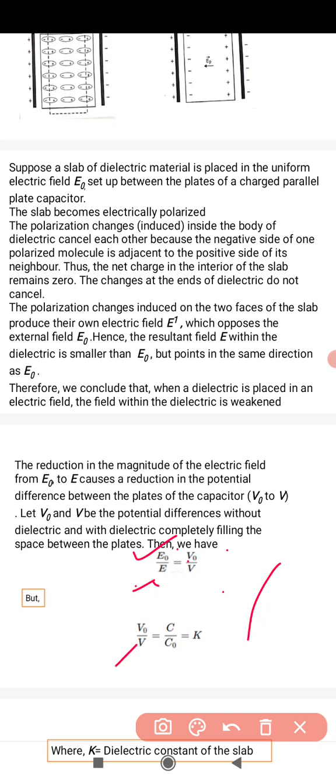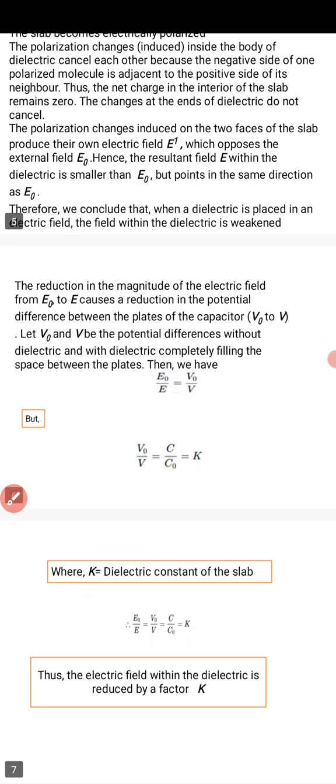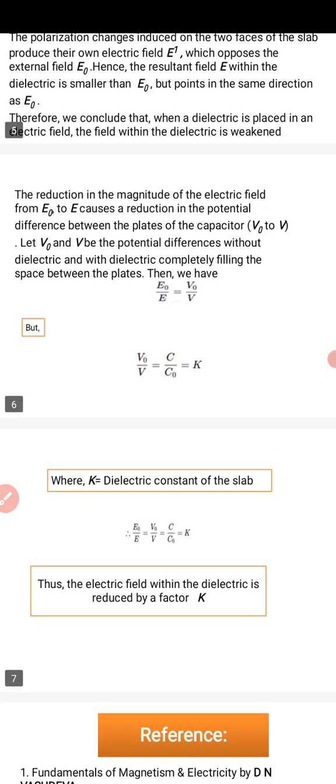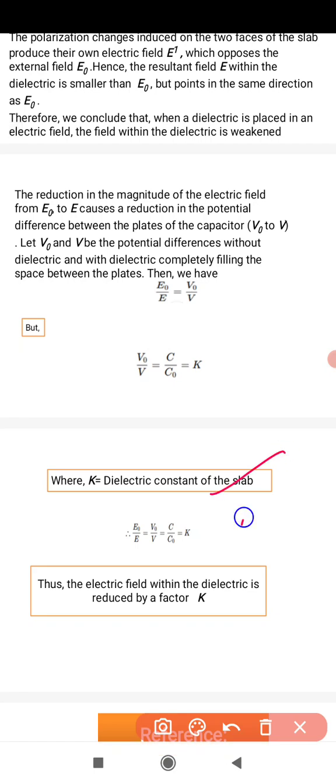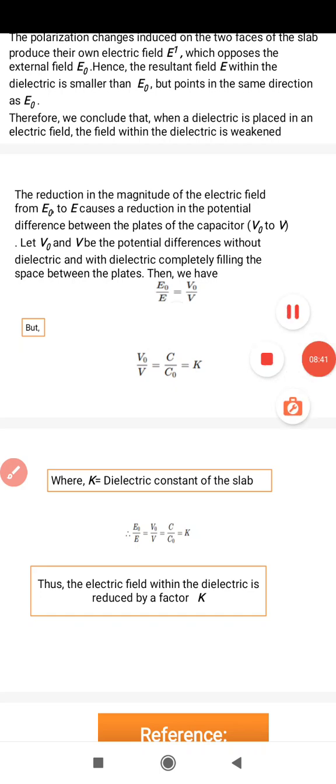V naught divided by V is also C divided by C naught, which gives the dielectric constant of that material. K is the dielectric constant of the given dielectric slab. So finally, the dielectric constant equals the ratio of E naught to E in terms of the applied external field, V naught divided by V in terms of potential, and C divided by C naught in terms of capacitance, which equals K. K is known as the dielectric constant of the slab. This represents that the electric field within a dielectric is reduced by a factor K. Thanks for watching this session.